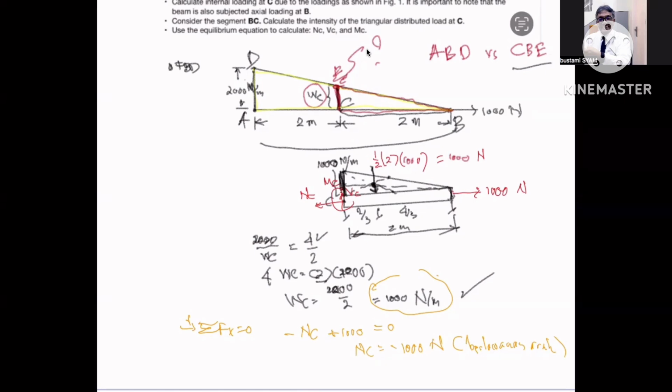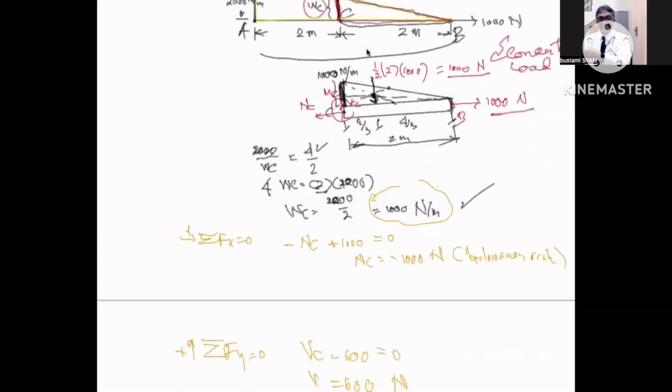Yeah, 1,000 Newton because it's a concentrated load. Well, in addition to the 1,000 Newton concentrated load due to triangular loading, we also have an axial loading of 1,000 Newton at B.